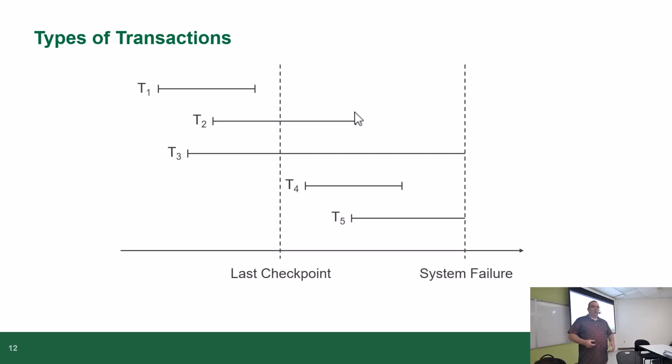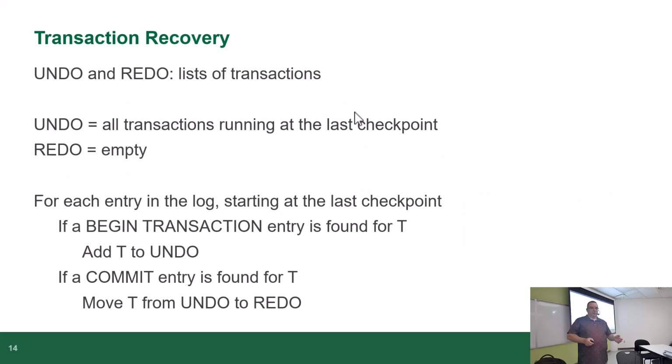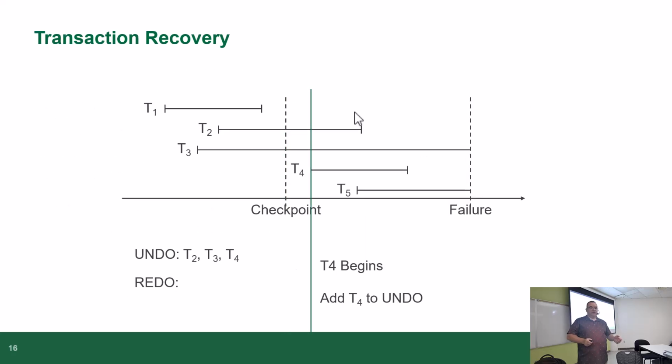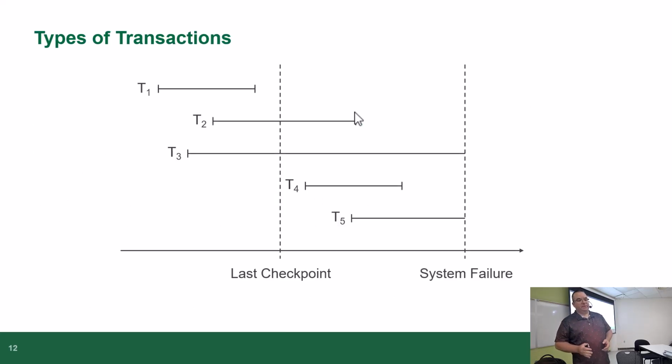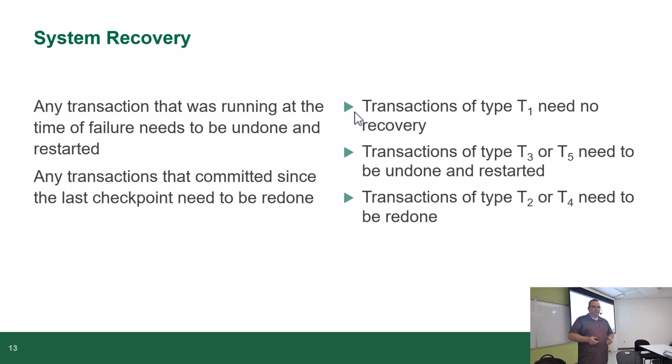Okay, so here's a graph. Am I going to actually show this as it goes through? Yes, okay, good. So this is a chart. I've got 4 transactions, and I'm going to go through these in a second. Any transaction that was running at time of failure needs to be undone and restarted.